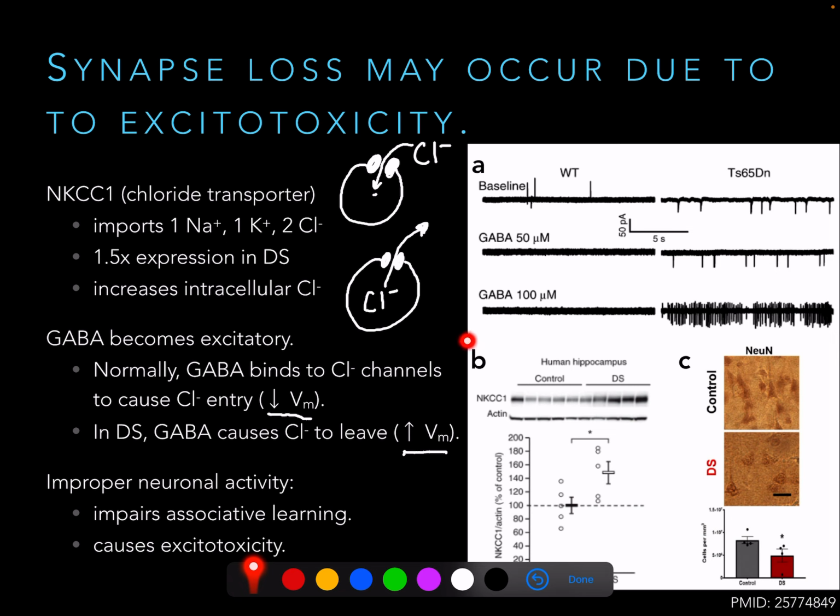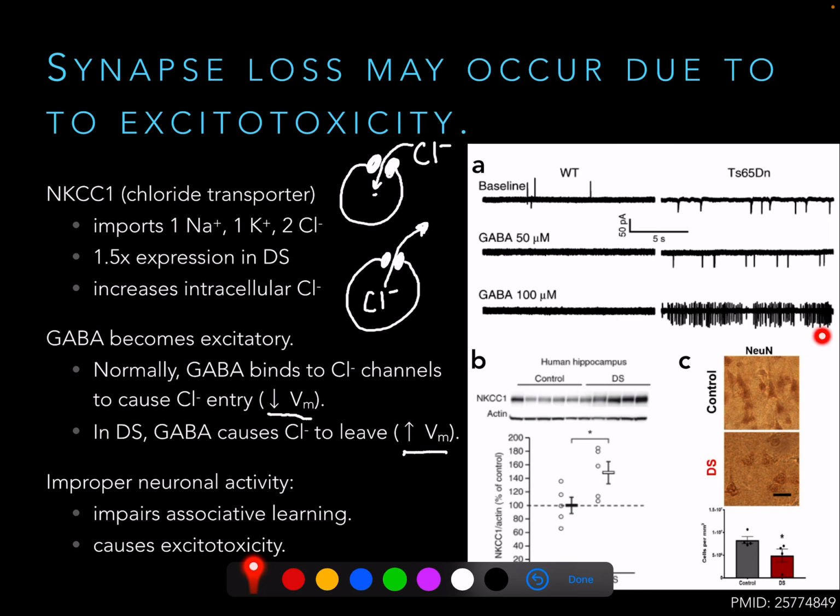So we're recording in the hippocampus in a wild type mouse, and over here's a mouse model of Down syndrome. Okay, let's apply some GABA. Here we're just looking at spontaneous activity. We see a couple blips here and there. Give it some GABA, nothing. This is silence. Give it a little more GABA, surprisingly, it's still silent.